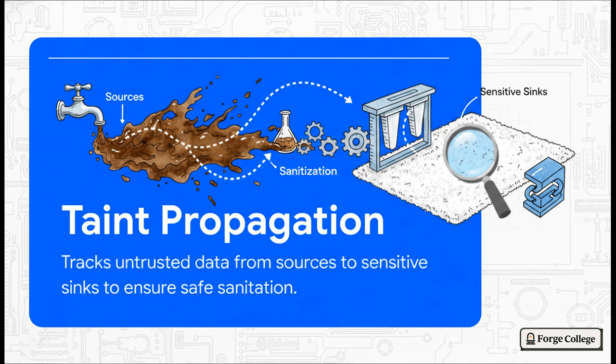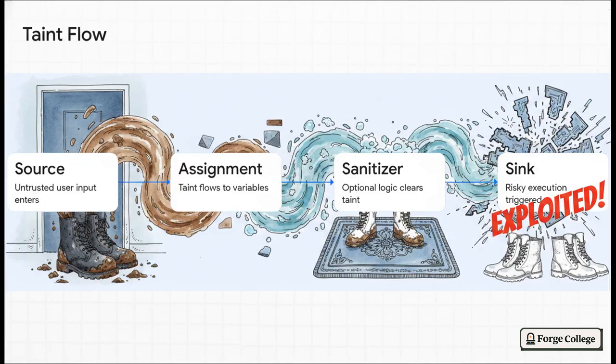It's this beautifully lightweight way to expose dangerous sequences across function calls and storage. And the best part is it doesn't need massive amounts of heavy, slow computation to do it. Let's actually walk through the flow of that mud. Step 1 is the source. This is the untrusted user input putting on those muddy boots. Step 2 is the assignment where the taint flows into variables. Basically, the boots are now walking down the hallway.